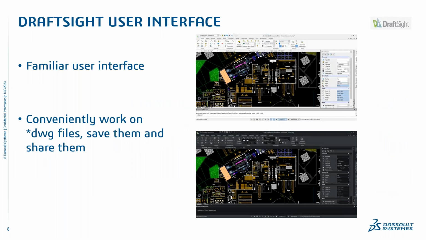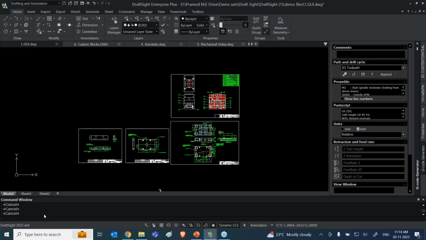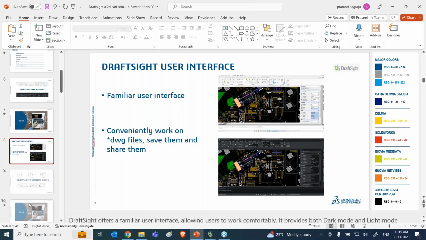We just saw what the DraftSight user interface looks like. It has a familiar user interface with respect to any other CAD tool that exists in the industry, and you can conveniently work on DWG files, save them, and also share them. As I mentioned earlier, DraftSight also has DWG as the basic file saving format. So bringing in files from AutoCAD, as well as transferring files from DraftSight to AutoCAD, will not be any hassle. It is going to be hassle-free transactions between the two tools.